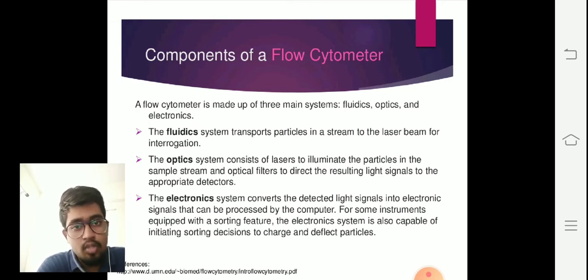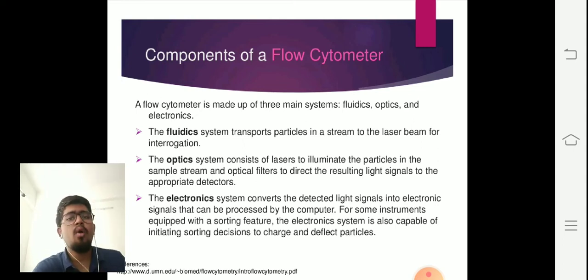For some instruments equipped with a sorting feature, the electronic system is also capable of initiating sorting decisions to charge and deflect particles. So particles can be charged and deflected using this system. All of this is completely based upon the conversion of the normal light to electronic signals, so that the computer can analyze the data and give out accurate results.